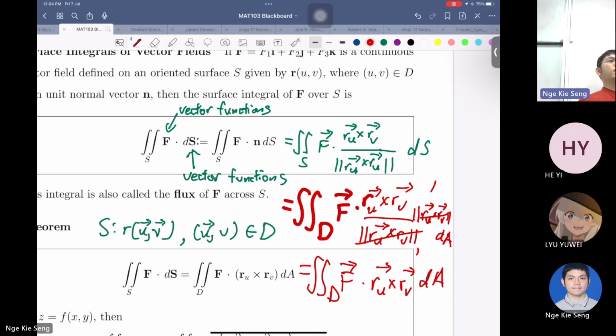You see, this is really similar to your line integral already. In a line integral, you dot your vector field with what? With your tangent vector. In a surface integral, you take your vector field dot with your normal vector, the normal vector of the tangent plane. Makes sense? So this is the upgraded version of line integral.